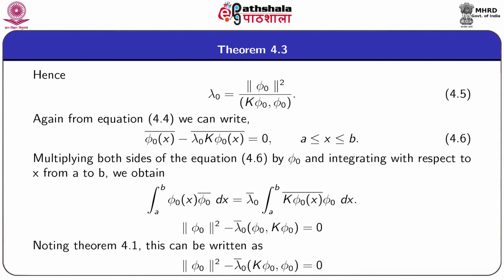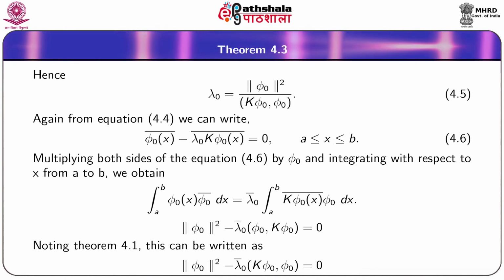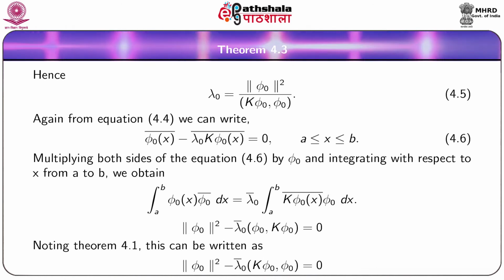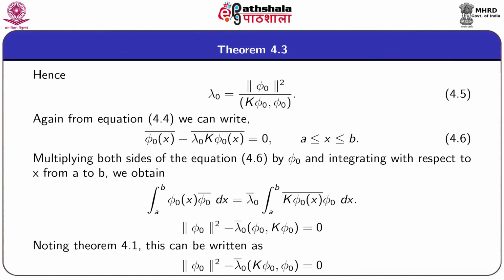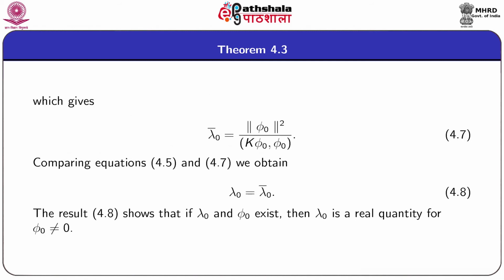Now, if I use the result of theorem 4.1, then the inner product of phi naught and capital K phi naught can be written as the inner product of K phi naught and phi naught, so that we get norm of phi naught square minus lambda naught bar into the inner product of K phi naught and phi naught equal to 0. From this we get lambda naught bar equal to norm of phi naught square divided by the inner product of K phi naught and phi naught, as given by 4.7.